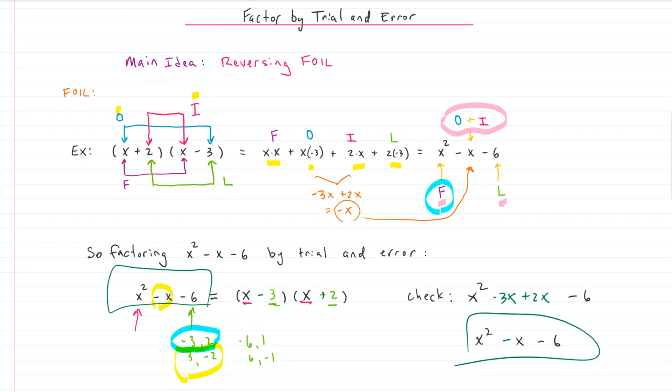So we just factored x squared minus x minus 6 by trial and error by reversing the FOILing process. And it factors into x minus 3 times x plus 2. So that's really the gist of factoring by trial and error. You're just reversing the multiplication process, and you use what you know about the process to guide your method and your thought process, and you try to make educated guesses that way.